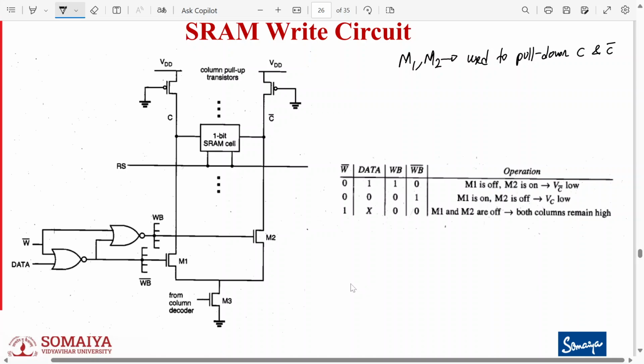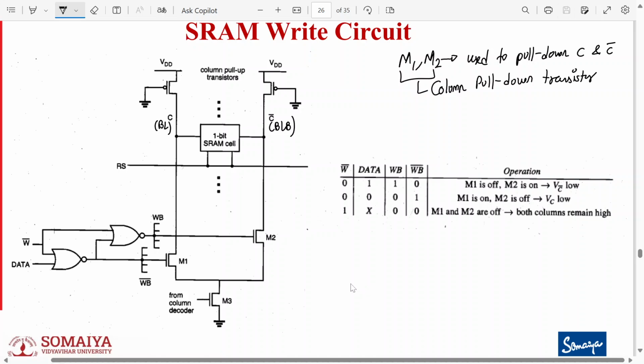M3 is driven by the column address decoder circuitry. That means M3 turns on only when the corresponding address is selected. So M1 and M2 are both called column pull down transistors, which pull down the bit lines, columns or bit line bar. So, column pull down transistors.